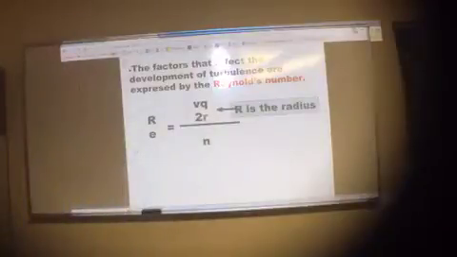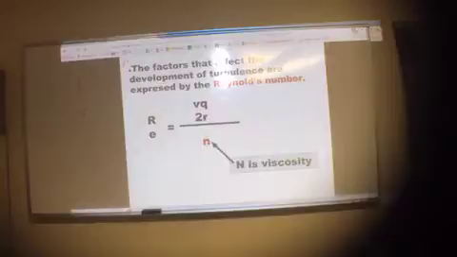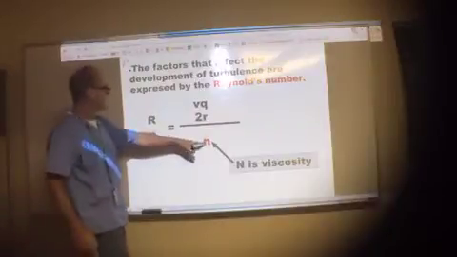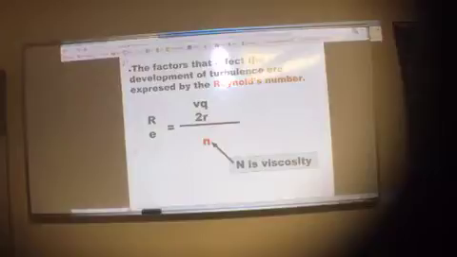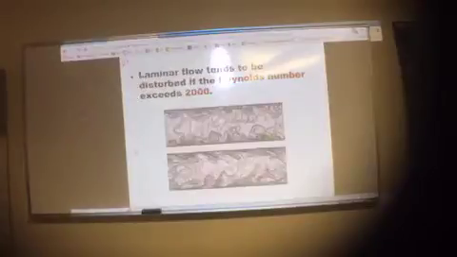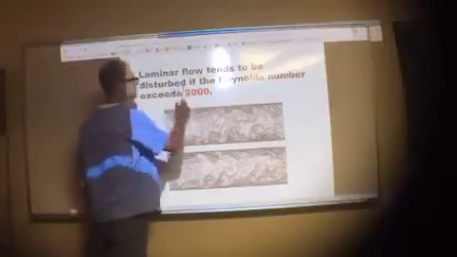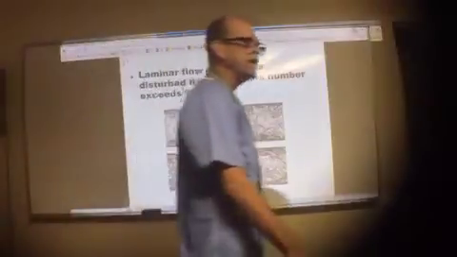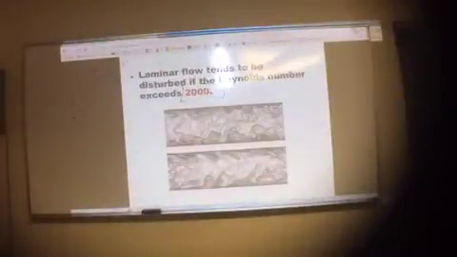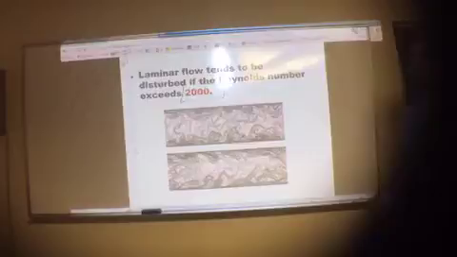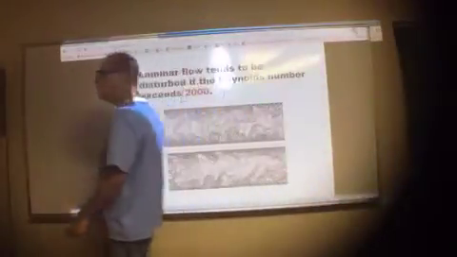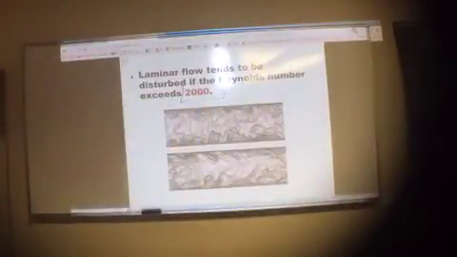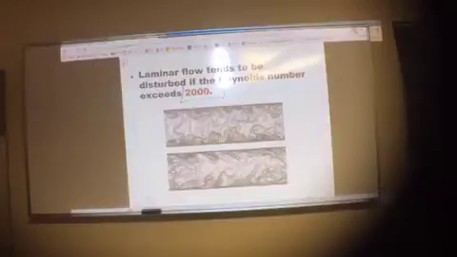...about the radius of the artery, and is divided by the viscosity of the blood. And the most important, the Reynolds number. That is what I am asking. When the Reynolds number is more than 2,000, turbulence appears.